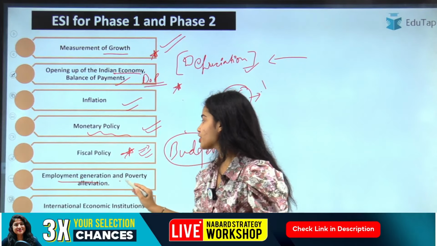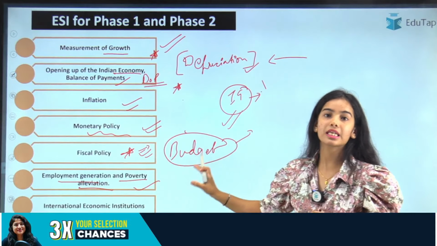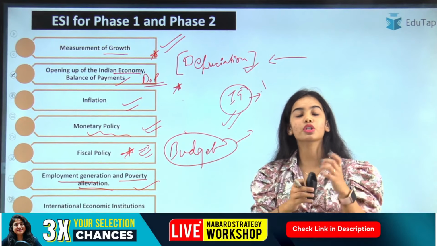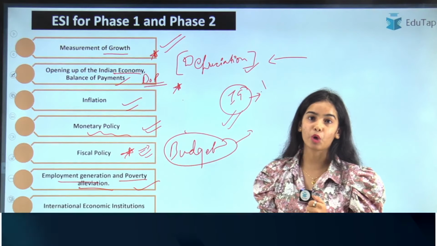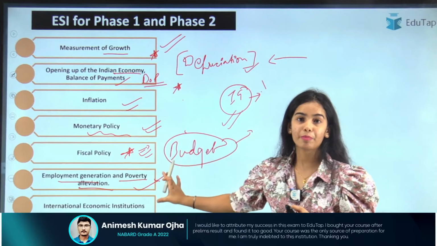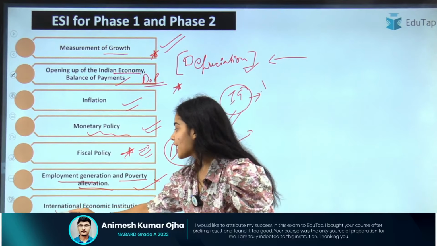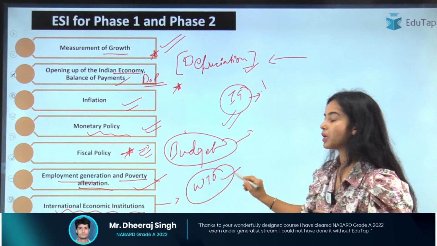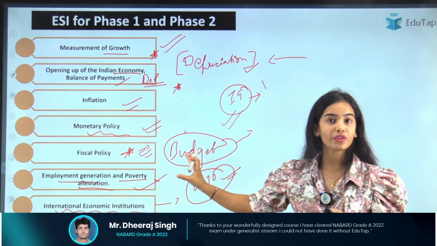From employment generation and poverty alleviation, there was a direct question regarding unemployment, the types of unemployment. There was a question regarding frictional unemployment in phase 1 of the examination. So again, this chapter is also very important. Okay, coming to the international economic institutions, there was a question regarding the WTO, World Trade Organization, in phase 2 of the examination.